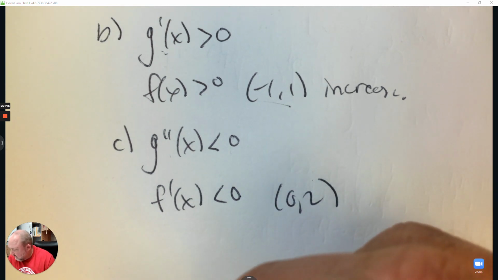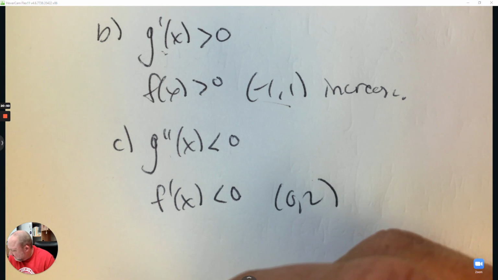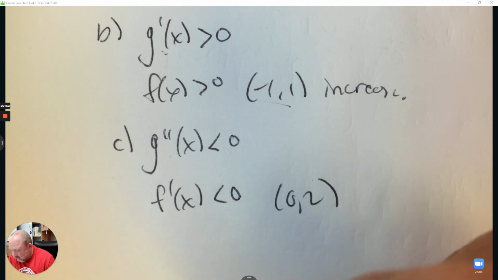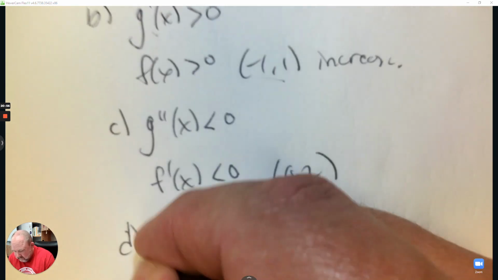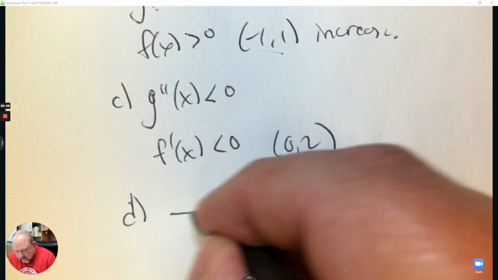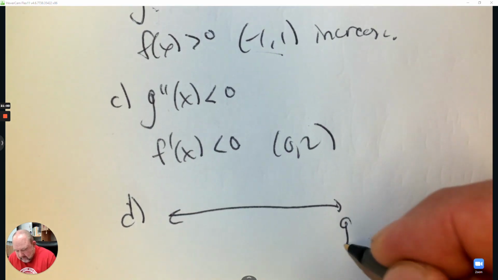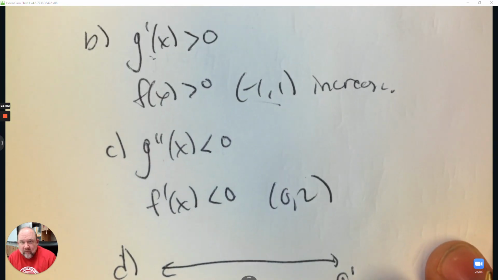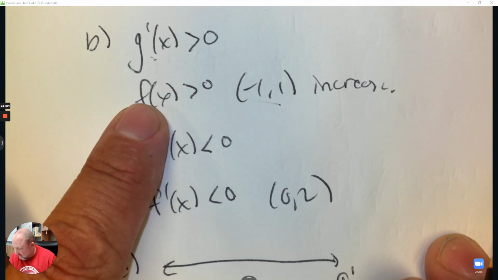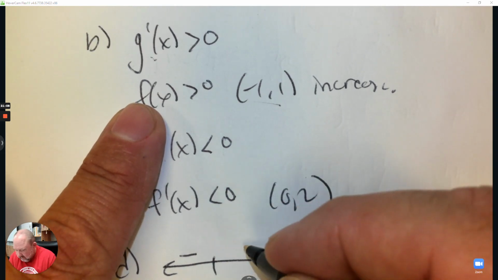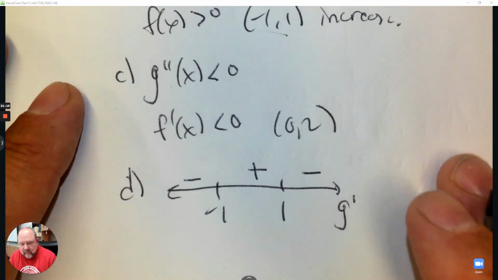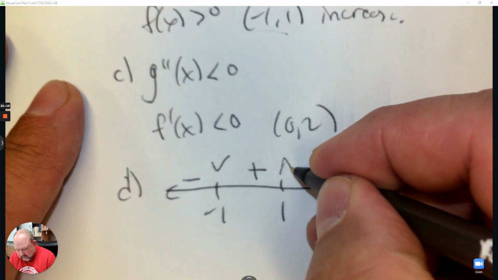D, on the axes provided, sketch the graph of g on the closed interval from -2 to 2. So we'll just create our own. So let's do first of all the derivative for g. The derivative of g is f at x. We have critical numbers at -1 and 1. It goes below, above, and below. So that means we have a minimum and a maximum.